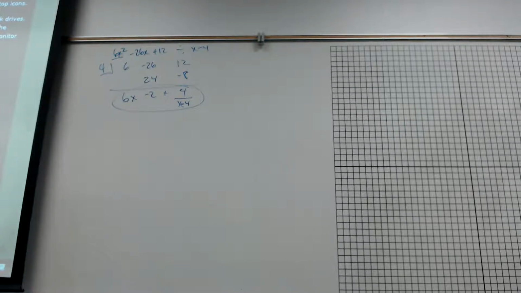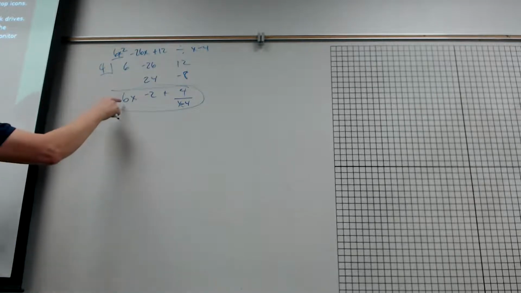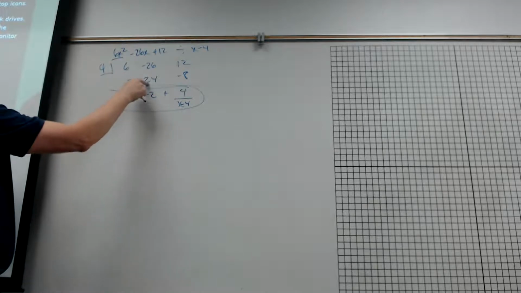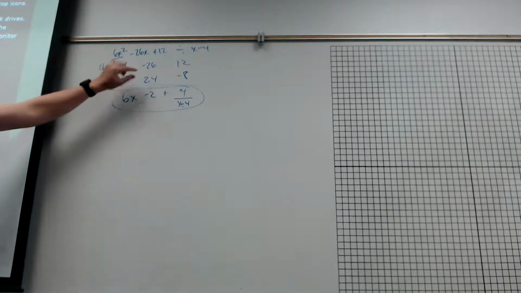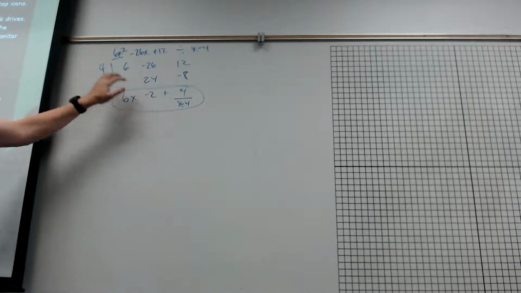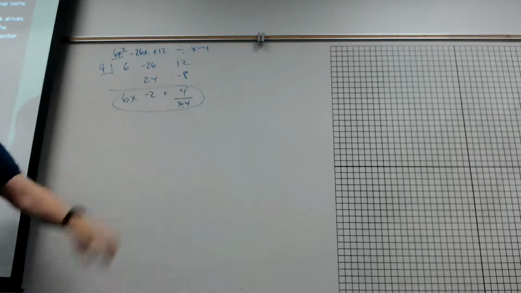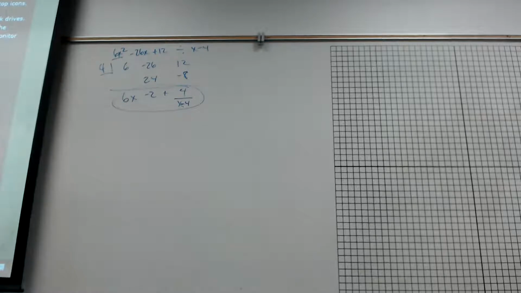Where did you get the 24 from? 6 times 4. Oh, 6 times 4, got it. 24. And then you add down negative 2, times negative 4. 2 times 4. Okay, right? Okay, got it.